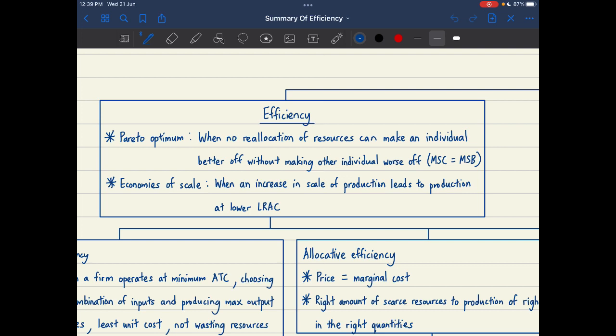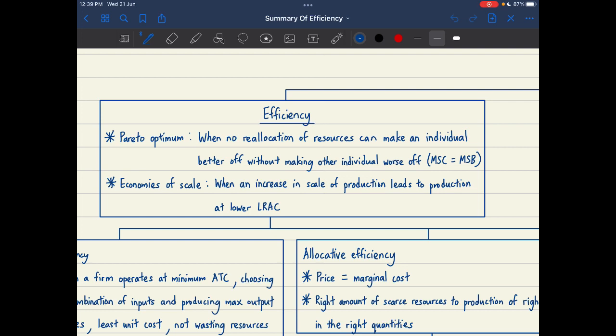So this can be defined with the formula of MSC equals MSB, which is marginal social cost equals marginal social benefit. So I can enjoy this thing, and at the same time I'm not making other people suffer because I'm enjoying it. Other people can also do their things, and they won't have to pay the price of having to listen to you disturbing their daily lives, for example.